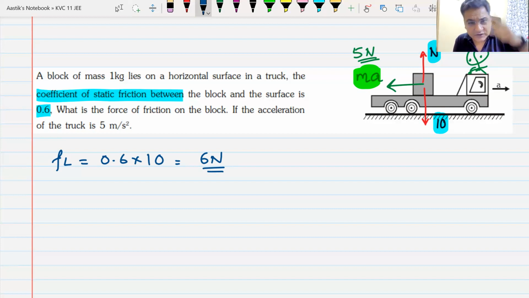The first question that I'm asking: will the block move with respect to the truck? Will it slide? Will it move with respect to the truck? Yes or no?